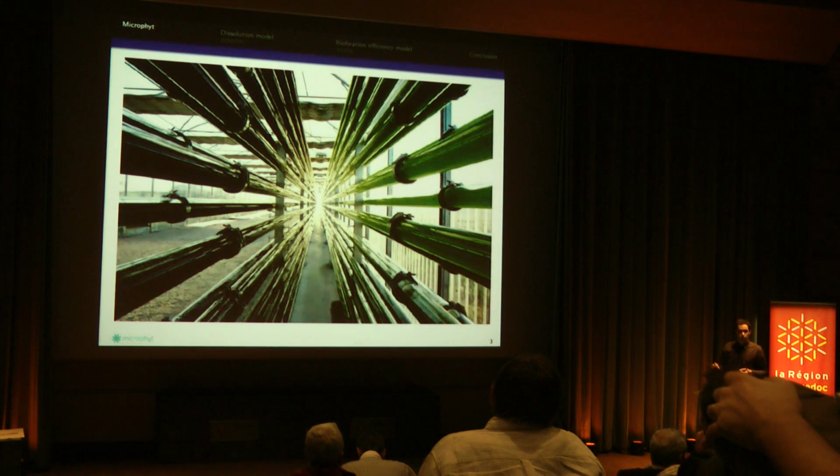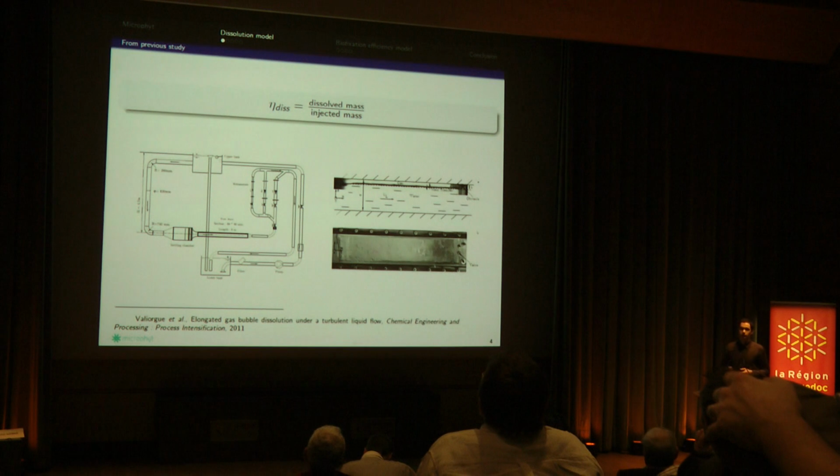And in order to remove the excess of oxygen that is inhibiting the microalgae growth, air is injected continuously along the photobioreactor. Okay. So first, in order to study the dissolution efficiency, which is defined as the dissolved mass over the injected mass, we've been looking at the dissolution of an elongated bubble immobilized within a 6 meters long duct under a constant water height. And this work has been published in Chemical Engineering and Processing.